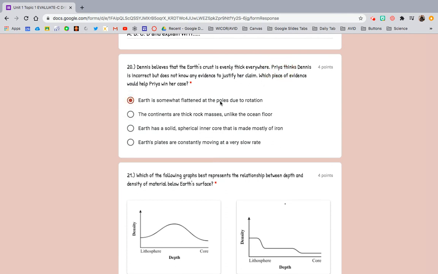Earth is somewhat flattened at the poles due to rotation. The continents are thick rock masses, unlike the ocean floor. Earth has a solid spherical inner core that is made mostly of iron, or Earth's plates are constantly moving at a very slow rate. So we're not saying that any of these are wrong. We're just saying which one is going to help Priya say that she doesn't think the crust is evenly thick everywhere. She thinks there's different thicknesses.